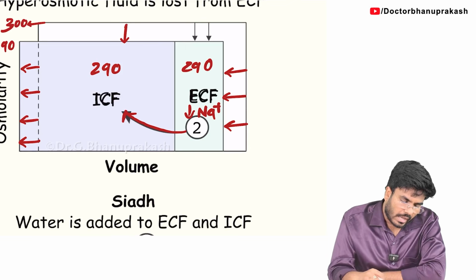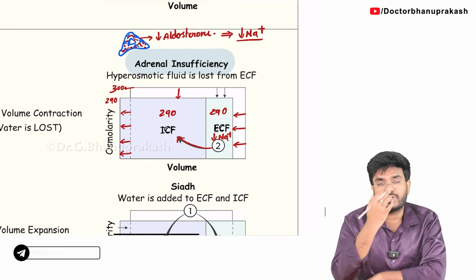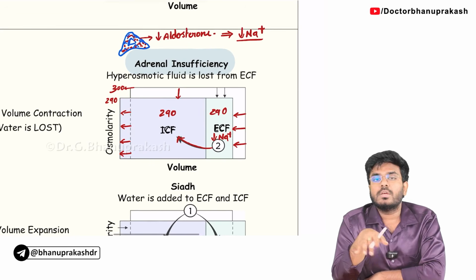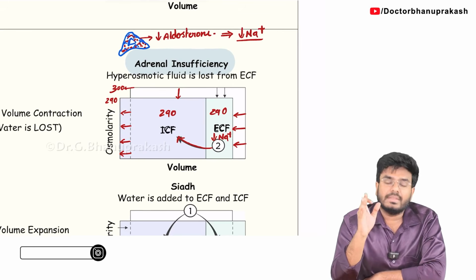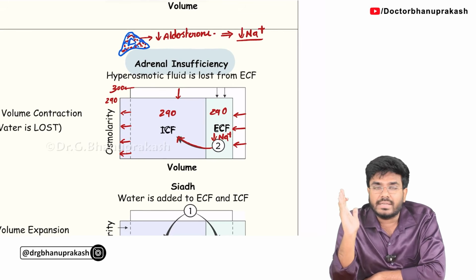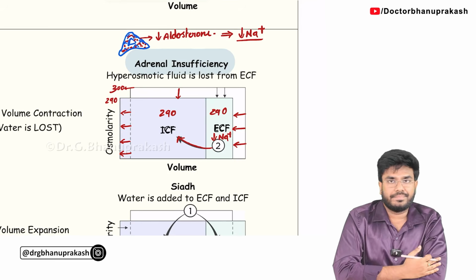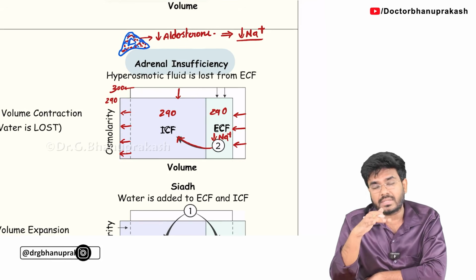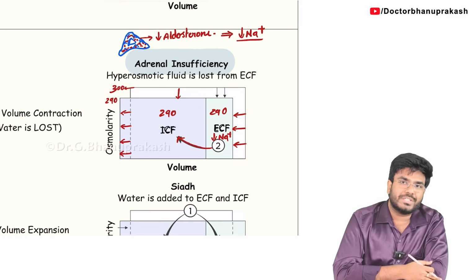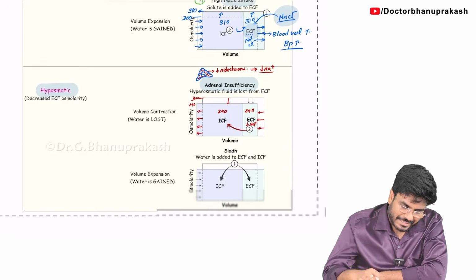So, always remember, in a patient who is having adrenal insufficiency, aldosterone levels are going to be less. So, how is the Darrow-Yannet diagram going to change? The extracellular fluids will decrease, intracellular fluids will increase. Extracellular decreases, intracellular increases with the hypoosmotic change. Done. Now, the last one, guys.